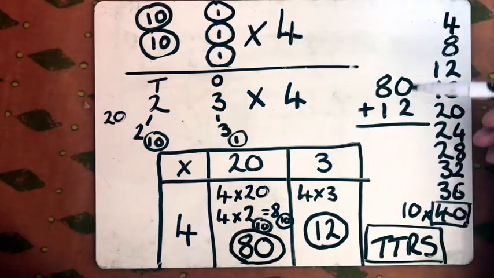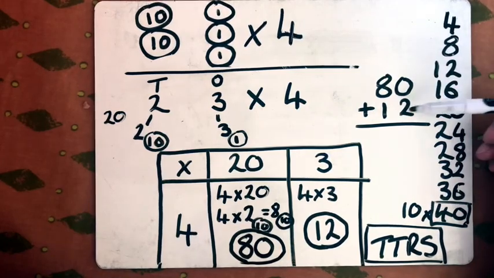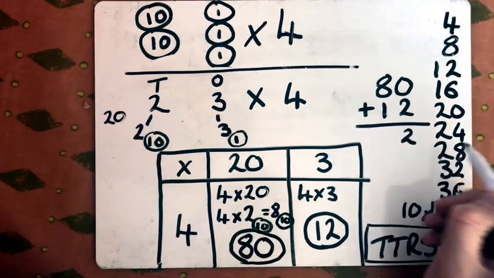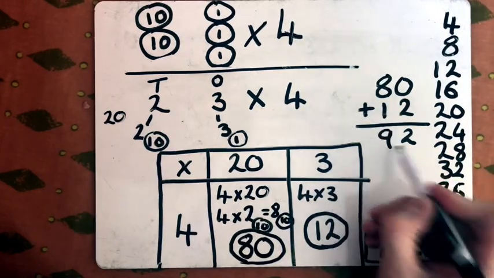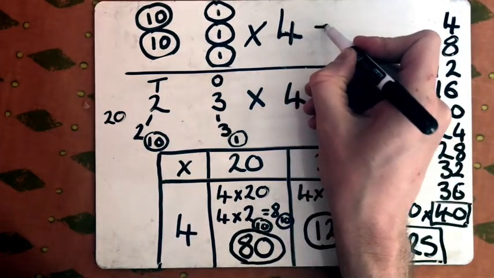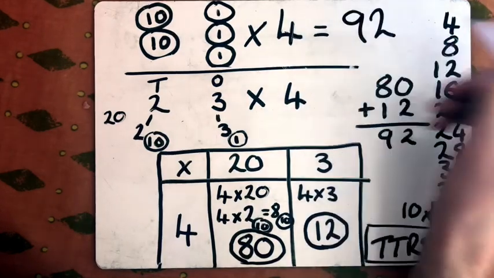Our brains work quick when we're doing it. 0 ones, add 2 ones, gives us 2 ones. 8 tens, add 1 ten, gives us 9 tens. And my answer to that is going to be 92.